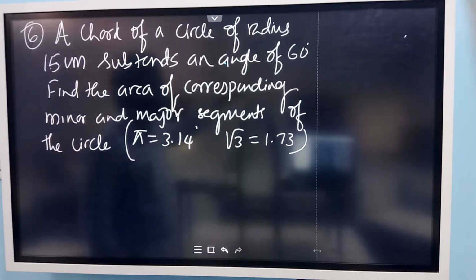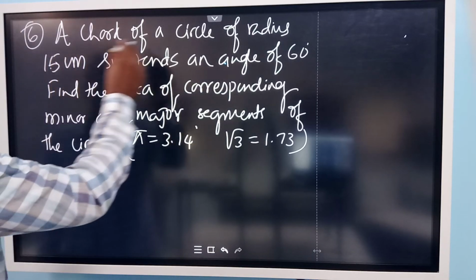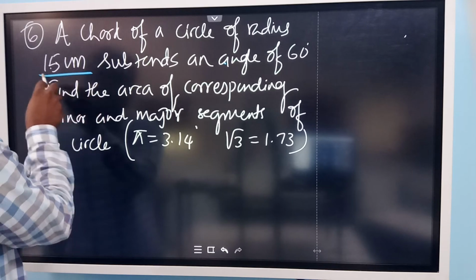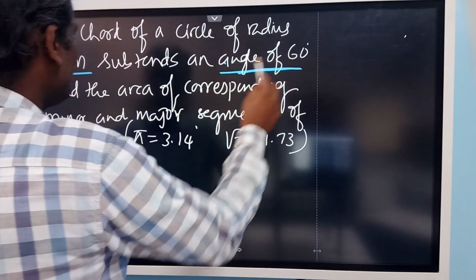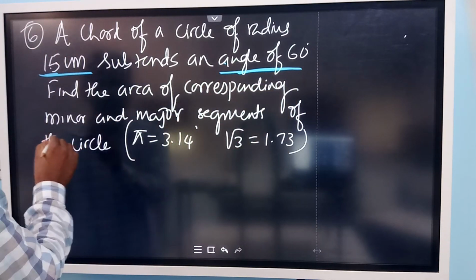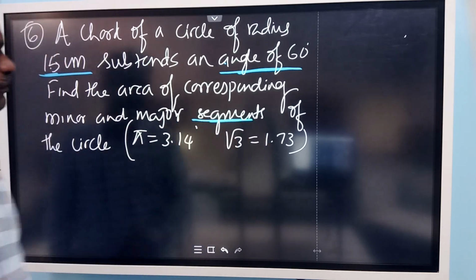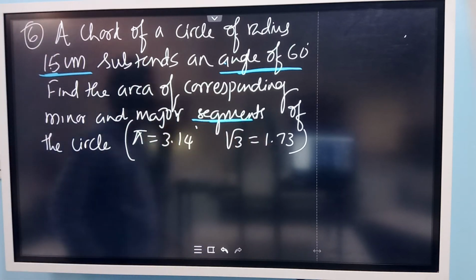centimeter square. Let us draw the diagram with reference to this part of a circle of radius 15 centimeter. They have given the radius 15 centimeter, subtends an angle of 60 degree. You have to find the area of the segments formed by a chord, major and minor segments.